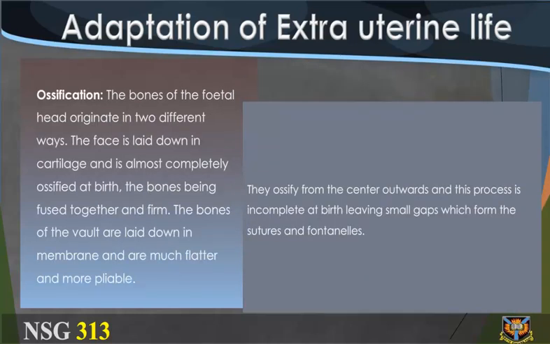Ossification. The bones of the fetal head originate in two different ways. The face is laid down in cartilage and is almost completely ossified at birth, the bones being fused together and firm. The bones of the vault are laid down in membrane and are much flatter and more pliable. They ossify from the center outwards, and this process is incomplete at birth, leaving small gaps which form the sutures and fontanelles.